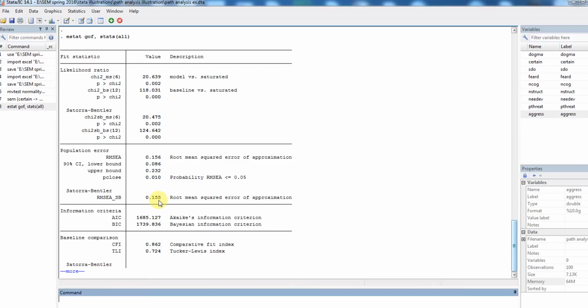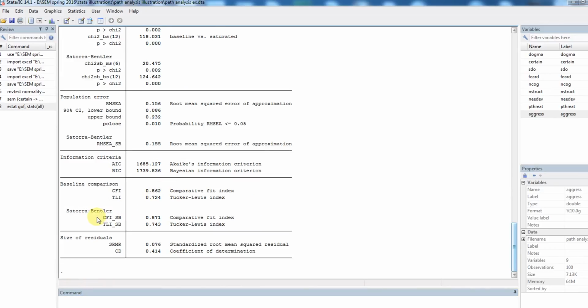You'll notice that if we were using the likelihood ratio chi-square, then we would be using this RMSEA up here. But like I said, we're going to assume our data are not meeting the assumption of multivariate normality. So we're going to stick with this Satorra Bentler test right here, this RMSEA value here. And then we'll click on more here. We'll use the Satorra Bentler comparative fit index and Tucker-Lewis index. These are adjusted based on the adjustments that we saw above with the Satorra Bentler chi-square test.